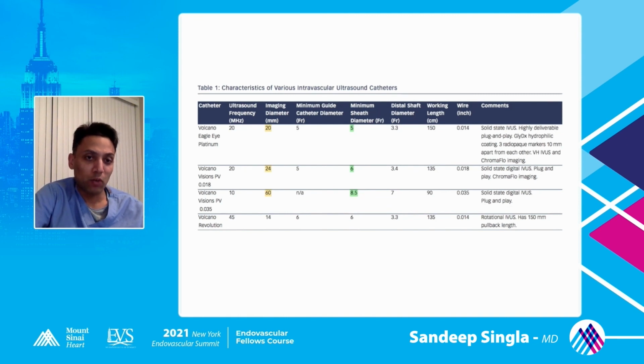It comes in 3 different sizes. It's 5 French to 8.5 French sheath compatible. I use the 8.5 French sheath compatible, or what I call the 035 IVUS, for venous disease. And I use my 014 IVUS for arterial disease evaluation.